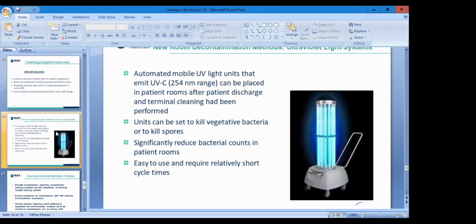Some methods which are available in some areas are, we can do it with UV lights. These automated mobile UV lights are available. And the range which we use for disinfection of rooms is UVC, which is 254 nanometer in range. They can be placed in patient rooms after patient discharge and terminal cleaning has been performed. So what it helps is that we don't have to close our rooms for much time, as after fogging, usually 4 to 6 hours, the rooms are clean.